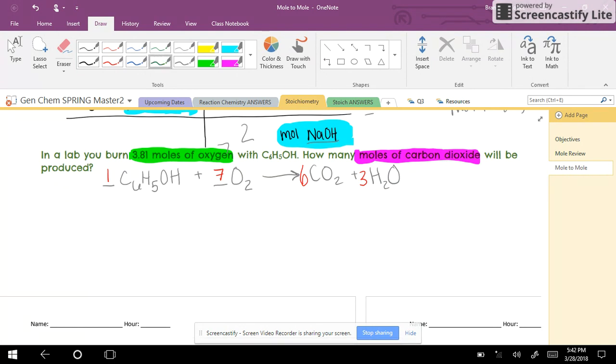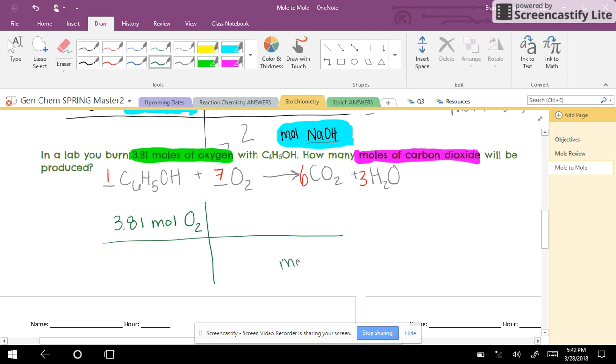Okay, so again, start with what you know. Start with what's given: 3.81 moles of oxygen. That's what I'm given. And if moles of O2 is here, moles of O2 is going to go down here all the time, no matter what. And then where do I get this number from? Well, you have to ask yourself, what am I converting to?